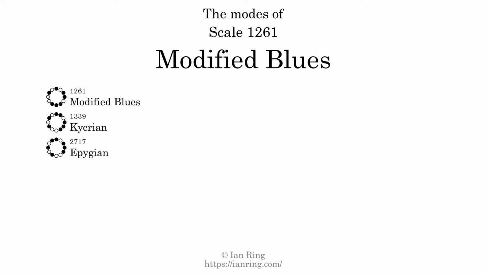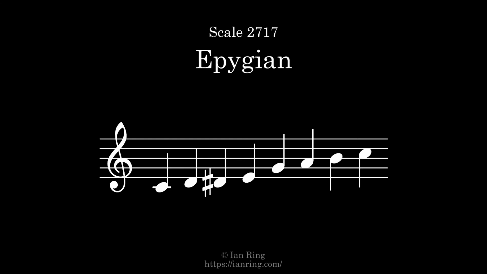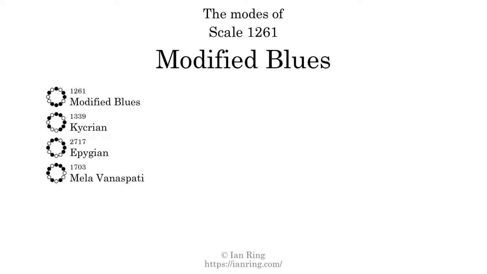The third mode is scale 2717, also known as a pigeon. It sounds like this. The fourth mode is scale 1703, also known as Mela Vanaspati. It sounds like this.